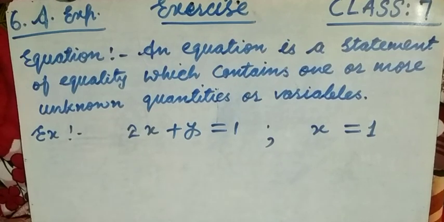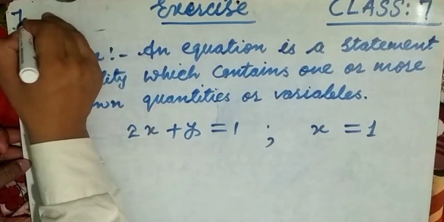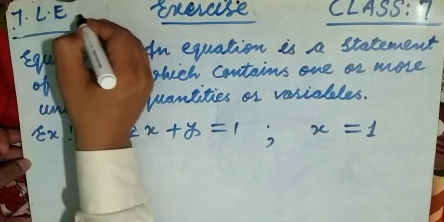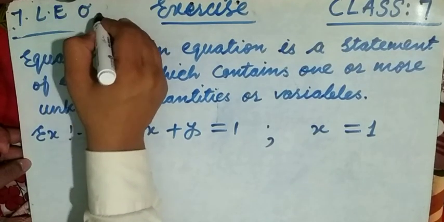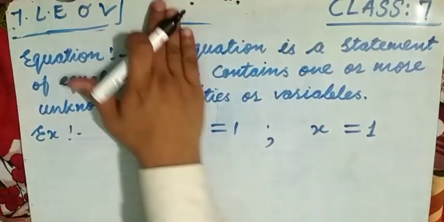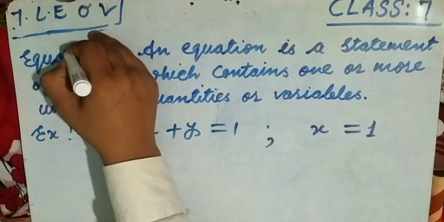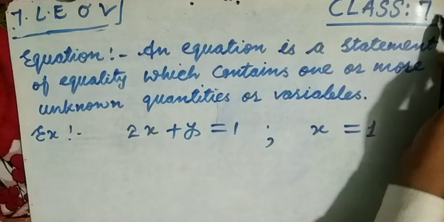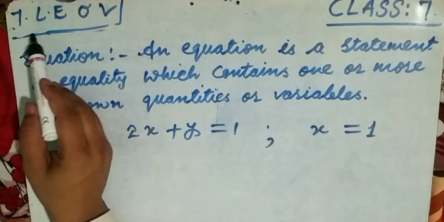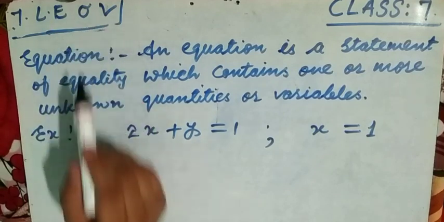We are going to learn and understand the new chapter, linear equation in one variable. Okay, the new chapter is chapter number 7, linear equation in one variable. Have a look. First we are going to learn about the equation. This is class 7th, chapter number 7, and the topic name is linear equation in one variable.